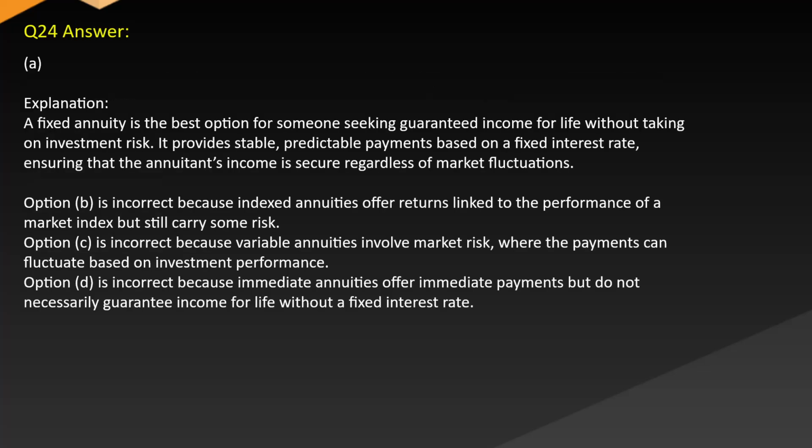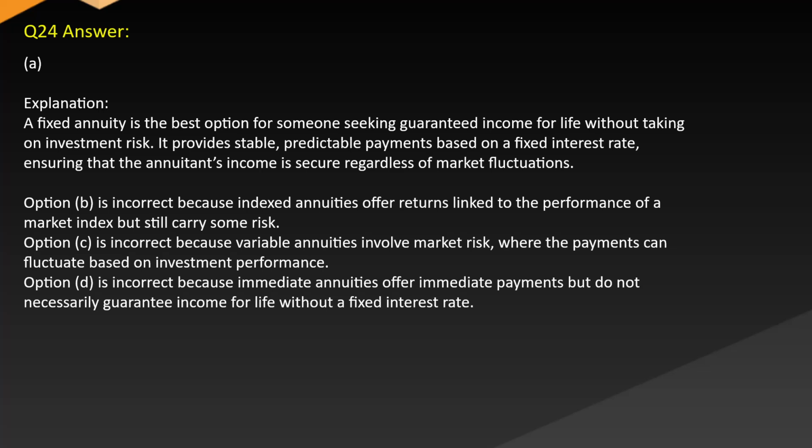Answer A. Explanation. A fixed annuity is the best option for someone seeking guaranteed income for life without taking on investment risk. It provides stable, predictable payments based on a fixed interest rate, ensuring that the annuitant's income is secure regardless of market fluctuations. Option B is incorrect because indexed annuities offer returns linked to the performance of a market index but still carry some risk.